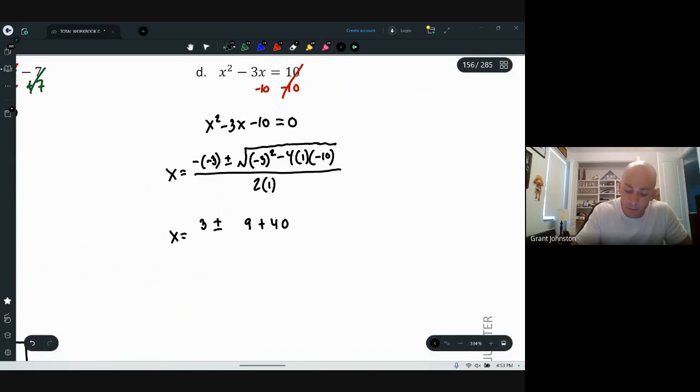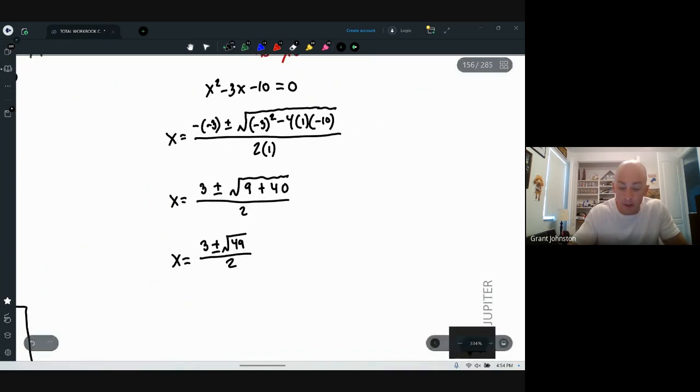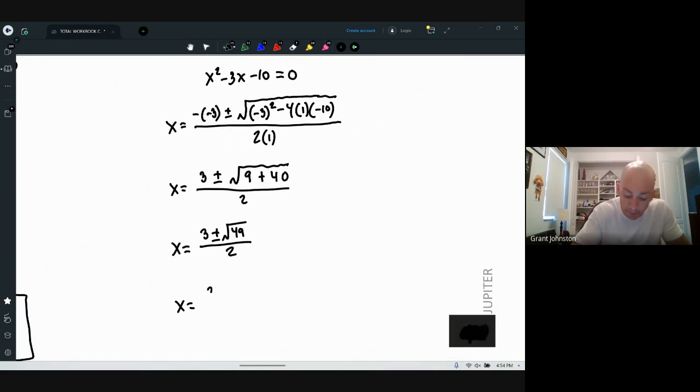Over 2 times 1 is just 2. So 9 plus 40 would be 49. And the square root of 49 actually is just 7, right? So this one is kind of like letter B, to where it's going to simplify fully. The square root of 49 is just 7, so I can keep going with this. So I have x equals 3 plus or minus 7 divided by 2.